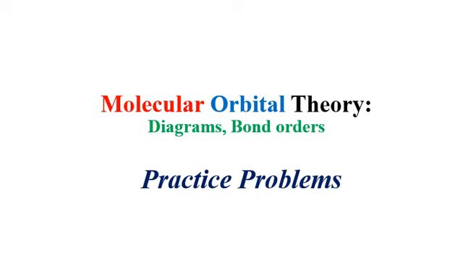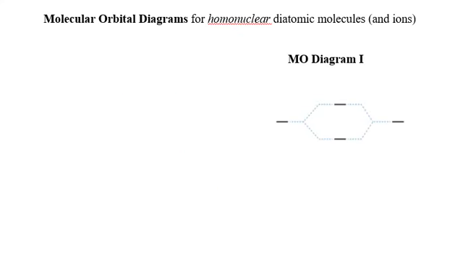Hello everyone. In this video, I'm going to talk about how to set up molecular orbital diagrams, how to calculate bond orders for some simple diatomic molecules and ions. In our previous videos, I already talked about how to find these diagrams for s and p orbitals. For this video, I'm going to focus on homonuclear diatomic molecules and ions.